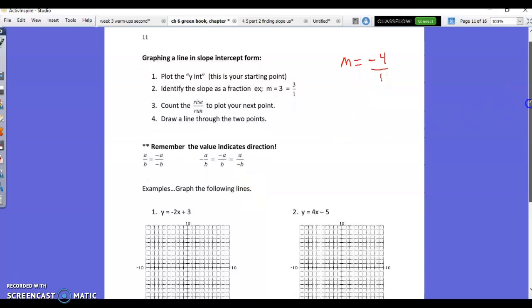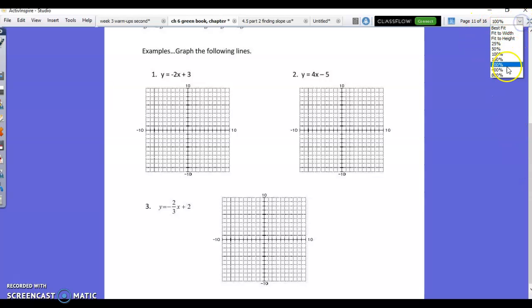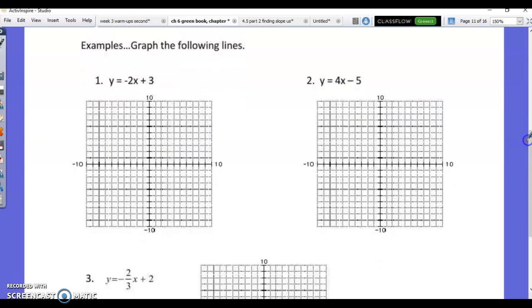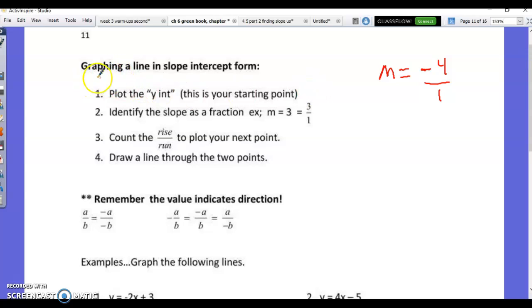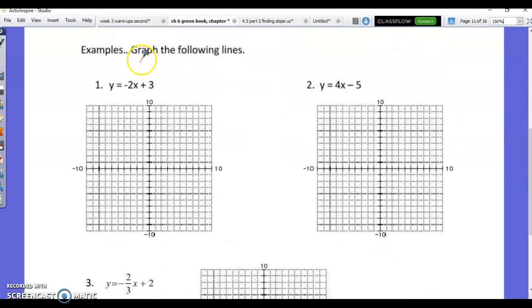So let's go ahead and practice a few of these with graphing. I'm going to make this a little bigger so you guys can see the points better. All right, so here are examples, and we're going to go through these steps. Step 1A or step 0 would be making sure it's in slope-intercept form, and these all are, of course. So if we look at this one, we have y equals negative 2x plus 3, where 3 is our y-intercept and negative 2 is our slope. So the first thing I'm going to do is plot 3 on the y-axis.